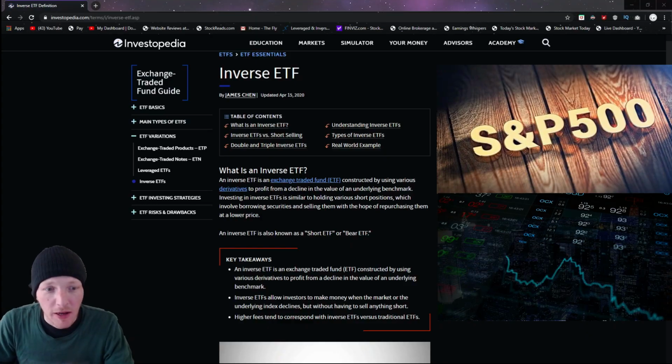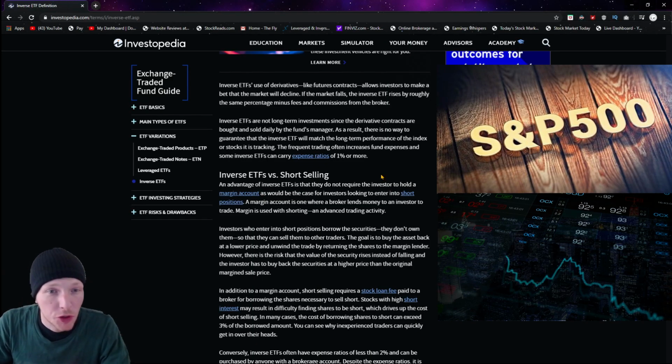Key takeaways: an inverse ETF is an exchange-traded fund constructed by using various derivatives to profit from a decline in the value of an underlying benchmark. So an underlying benchmark is, for example, we'll go back to the SPY, the S&P 500. Let's say a stock market crash is happening, falling hard. An inverse ETF is going to do the opposite of whatever that main index is doing. And there are inverse ETFs for all different sorts of areas in the stock market. Gold, oil, gas, etc.